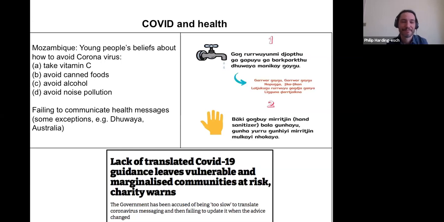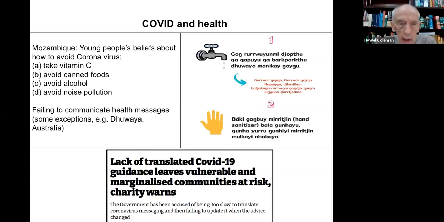So, an issue that has arisen in many parts of the world has been how to communicate health messages relevant to COVID. It's clear that in many, many contexts, people don't understand. They're not receiving information that they need in languages which are accessible. And this leads to all sorts of misunderstandings.